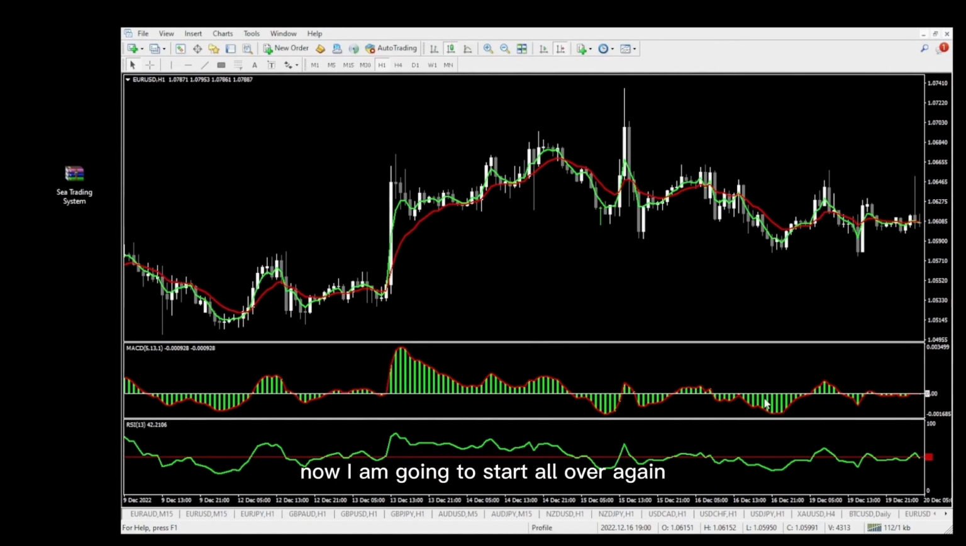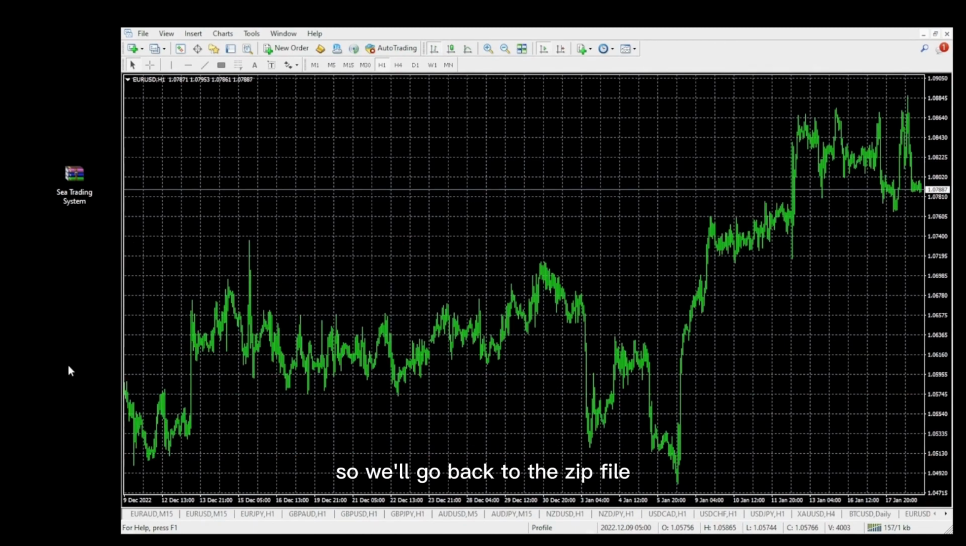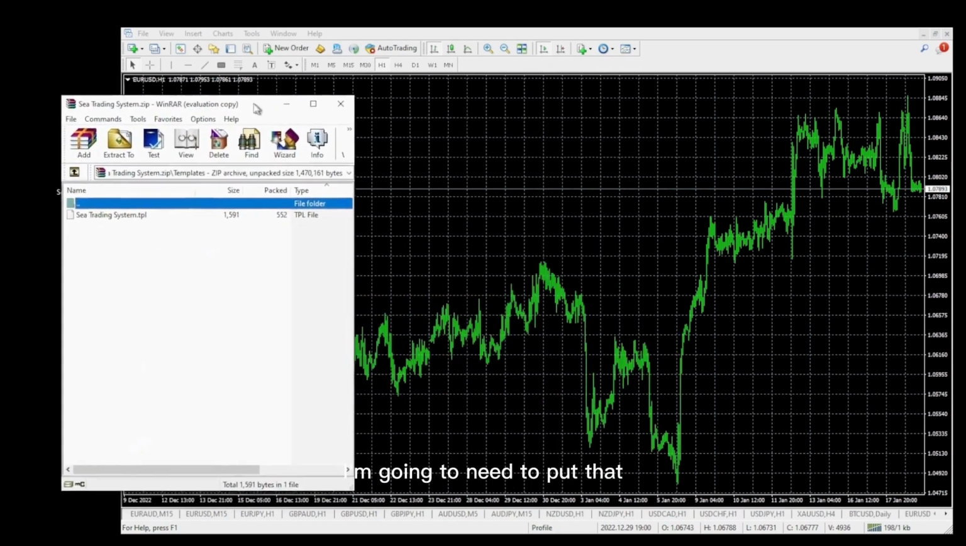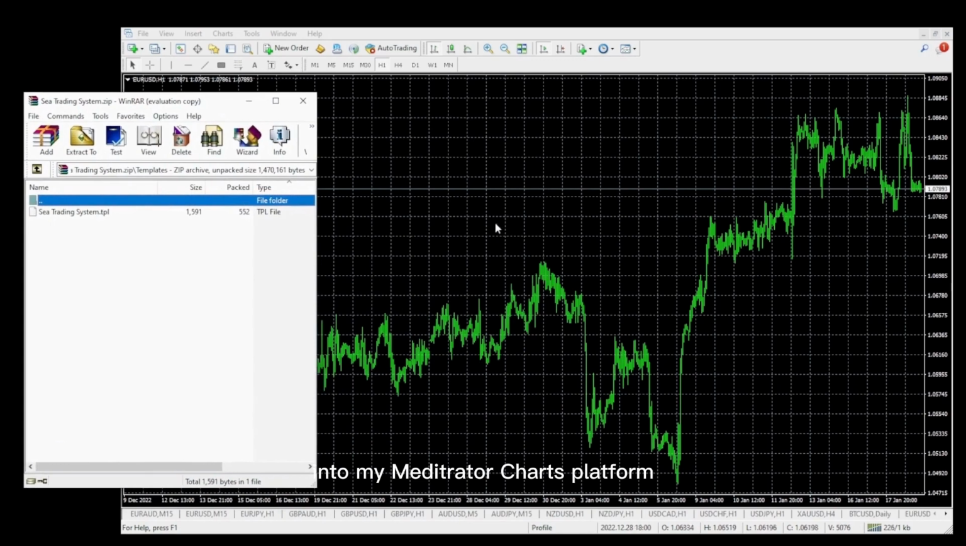Now I am going to start all over again, and I'm going to show you how to install this template manually. So we'll go back to the zip file, open up that zip file. And with this zip file, you are going to see that there is a templates file folder. If I double click it, we have the C Trading System TPL file. I'm going to need to put that into my MetaTrader charts platform.